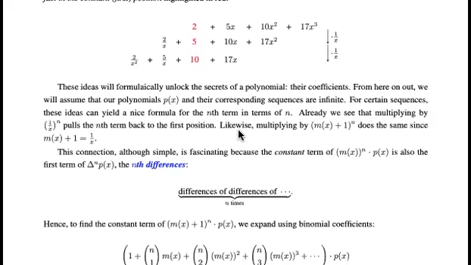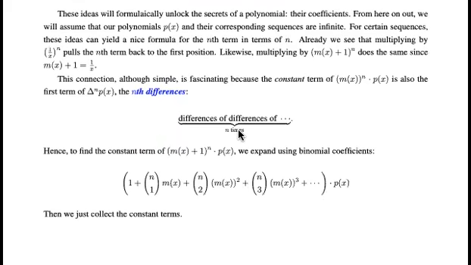Okay, so let's take a look at this as we go along. Differences. What does the constant term of this look like? Well, we can expand this using binomial coefficients like this, and then look at the constant terms of each one of these. But what does it even mean? The constant term of this is kind of like taking 1 over x to the n and multiplying it to p of x. So you've shifted the sequence down n.